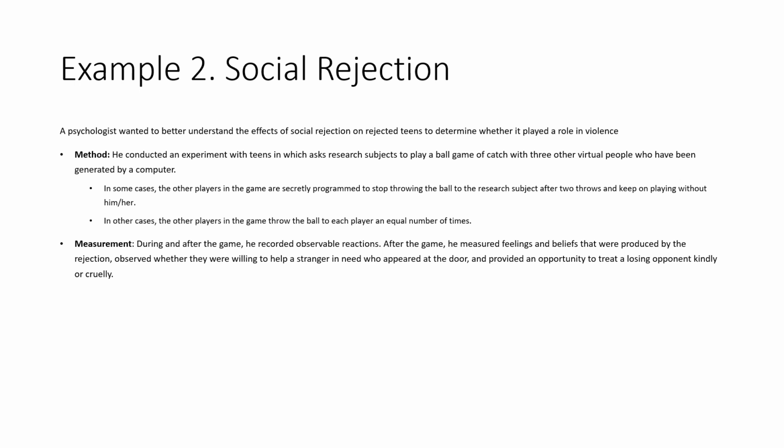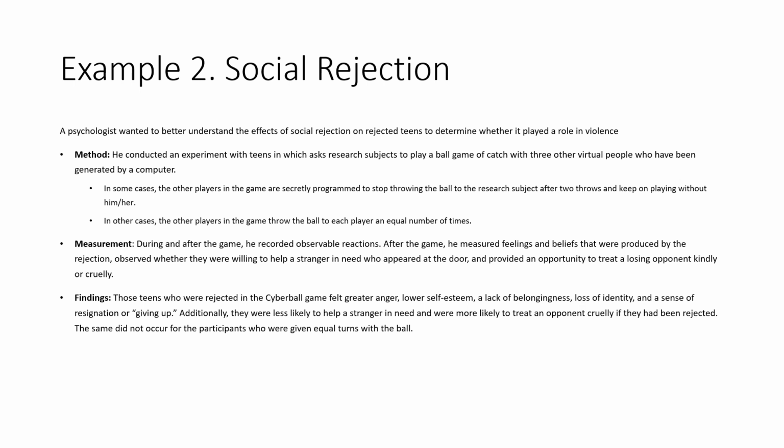Regardless of the condition, he asked them to talk about their feelings at that time and to talk about any beliefs they had about themselves or others. And then he observed whether they were willing to help a stranger in need who appeared at the door, and whether they would treat a losing opponent kindly or cruelly. So he had a lot of ways to measure the impacts of whether the teens were rejected or not.